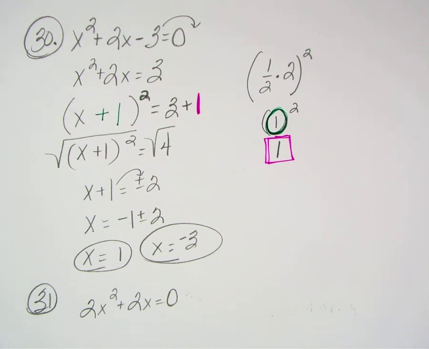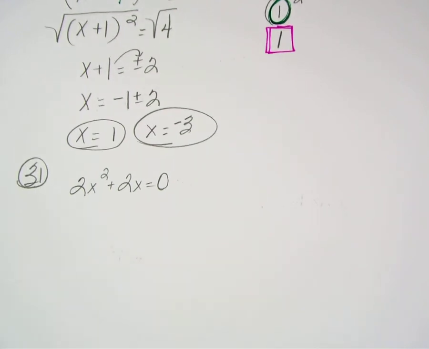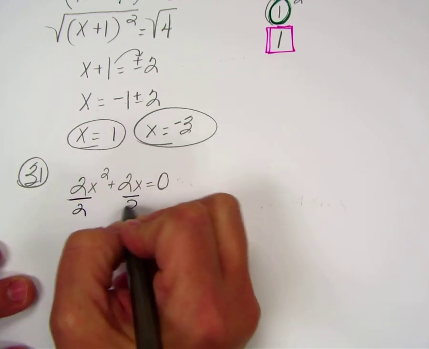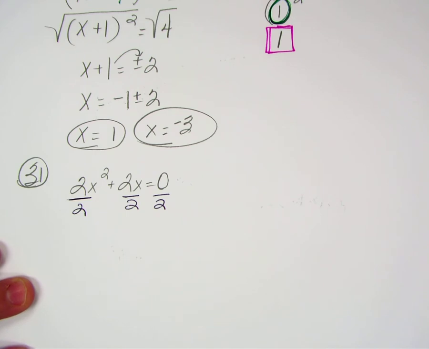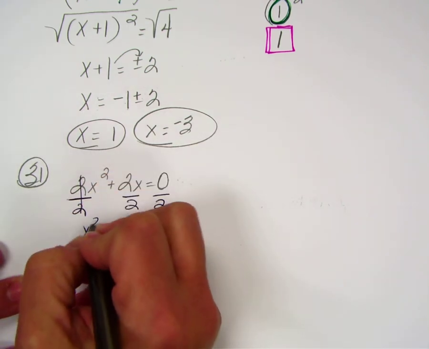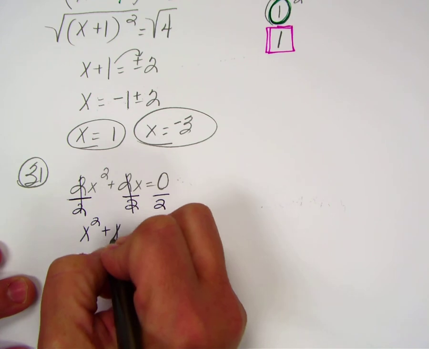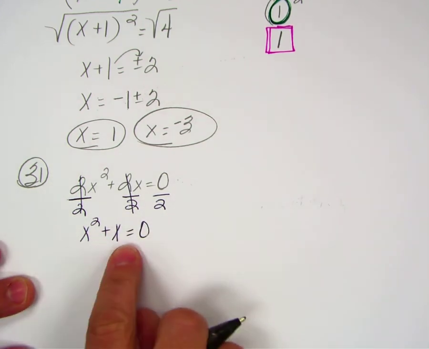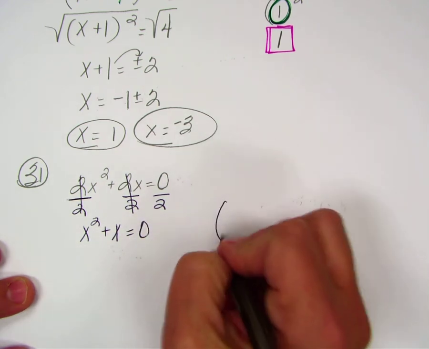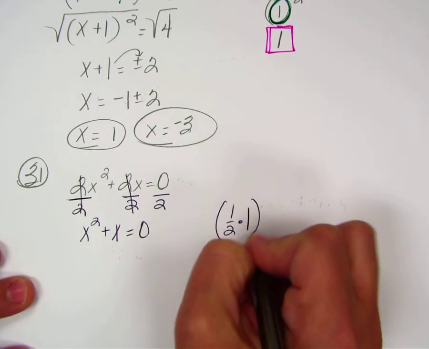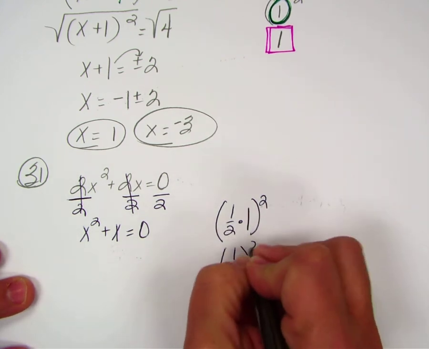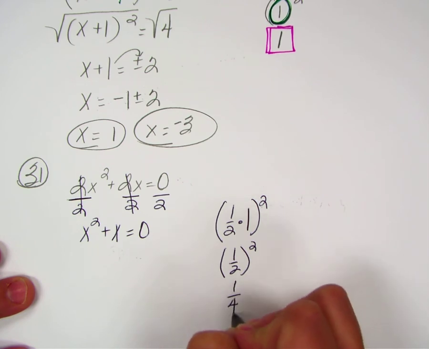Okay, 31. Again, I'm going to do it by completing the square because that's what the instructions said to do. So this time, I don't have a coefficient of 1, so I divide everything in the problem by 2. That makes that a 1. Makes that a 1. So my constant's already over here. I take half of the middle term and square it. So half of 1 is half, and 1/2 squared is 1/4.